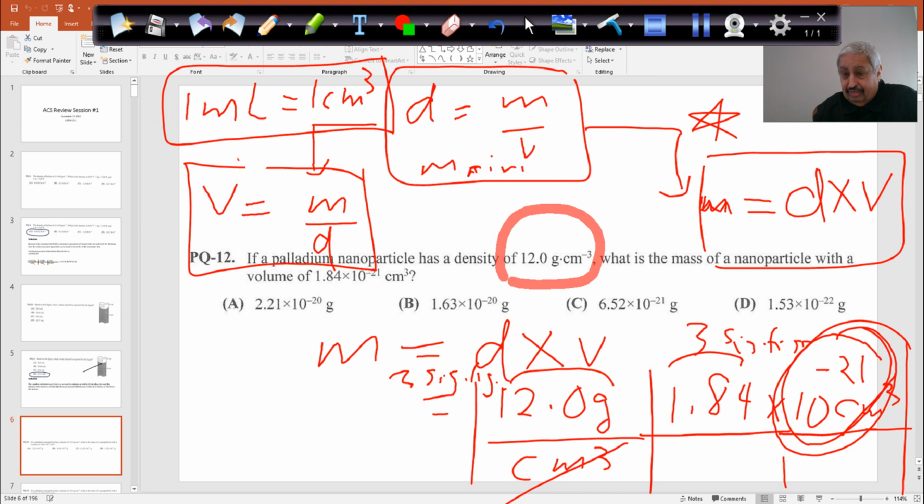So what's the answer here? A, B, C, D. Which one? A. Any other option? I don't know. I have no calculator. I want just the setup. The main thing for me is the setup. If you get the setup, then the calculation is easy. How much is it?